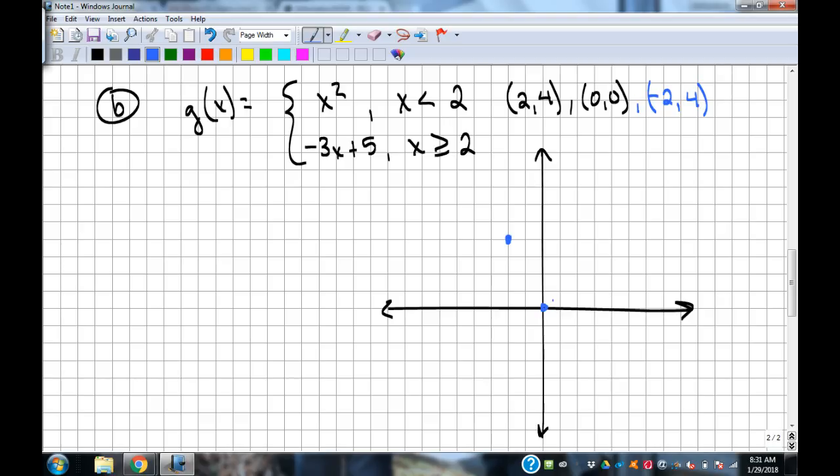And then 2, 4 is going to be an open circle because it's not included. And then I'm going to draw that parabola. So get kind of close there. Not quite a V. It's kind of soft in the bottom there. U shape.